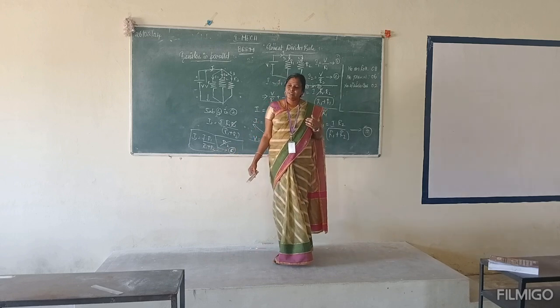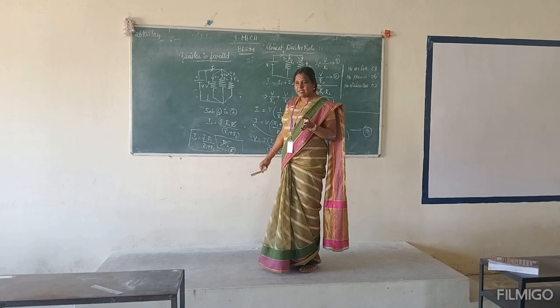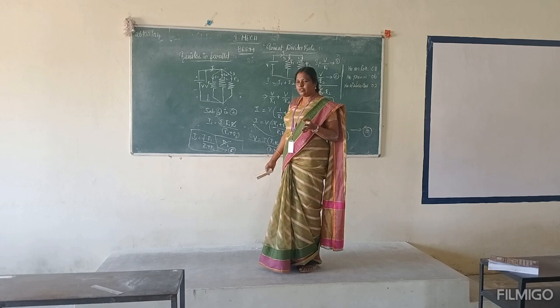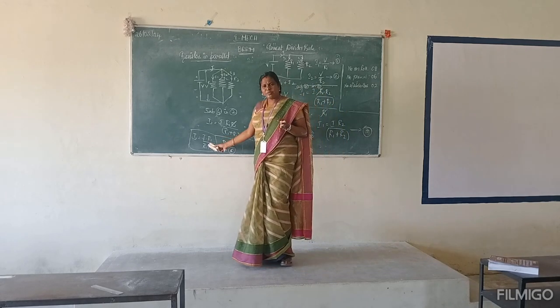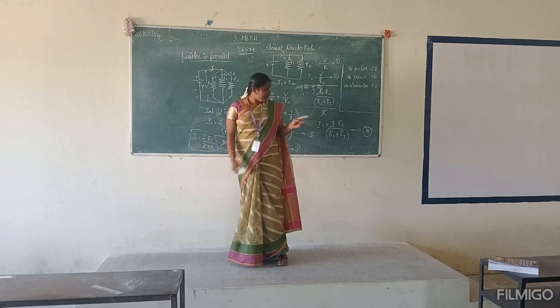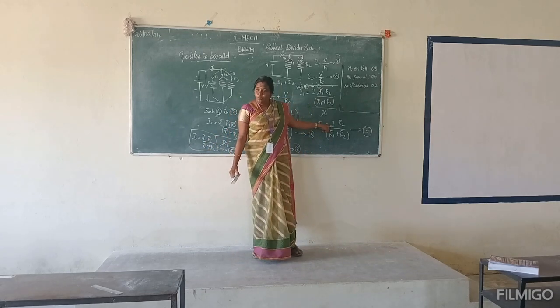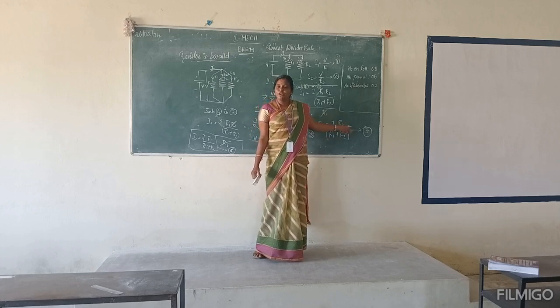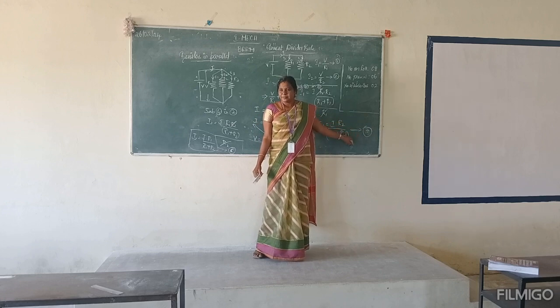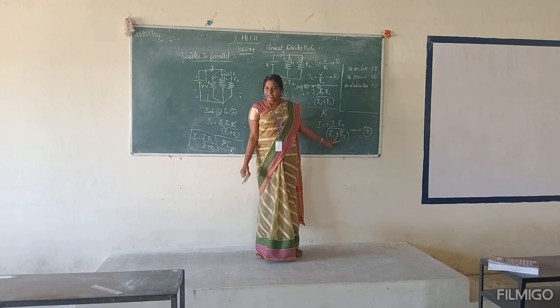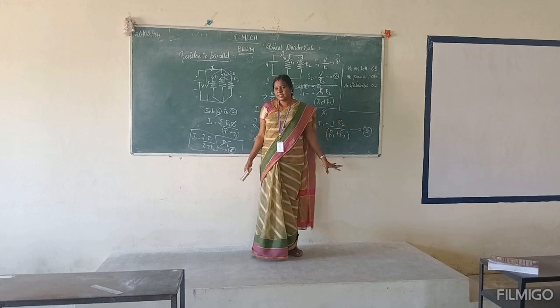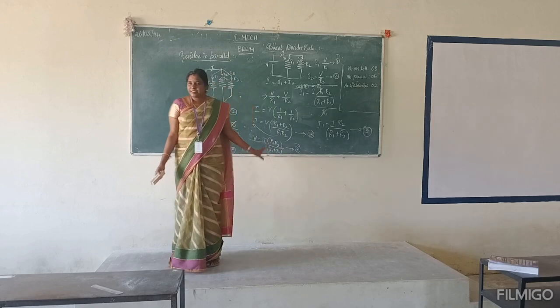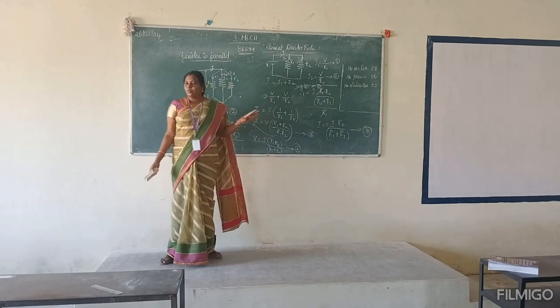Take the voltage divider rule. Take your notebook. See the voltage divider rule. The same voltage divider rule says what? Voltage in the first resistor is total voltage into the same resistor. Okay, current divider rule says total current into the opposite resistor. That is the difference. If you change this, your value will be wrong. Clear?